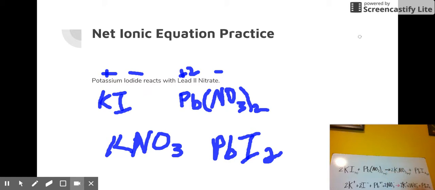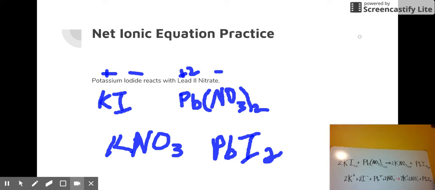Now, before we do anything else, we need to make sure that that equation is balanced. You see how we have 2 nitrates here and 2 iodines here. So we have to balance this out to make sure that we have the same amount on both the reactant and the product side. So that's why potassium iodide here gets a 2 coefficient, and potassium nitrate gets a 2 coefficient as well. So now we have a balanced equation.